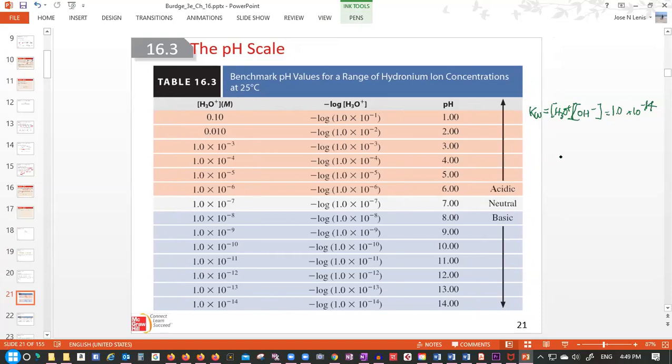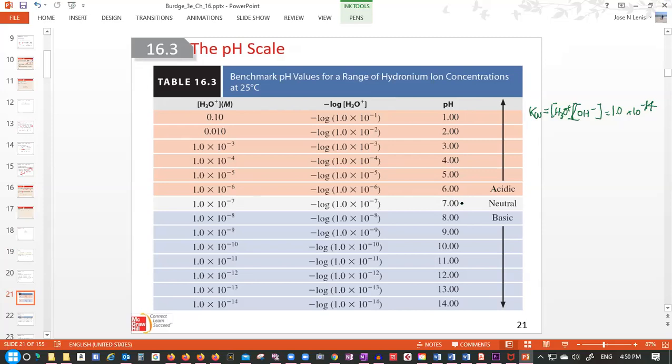So our scale goes from 1 to 14, the pH scale. And we classify here substances that have pH between 0 and 6.999, just before 7, as acidic.